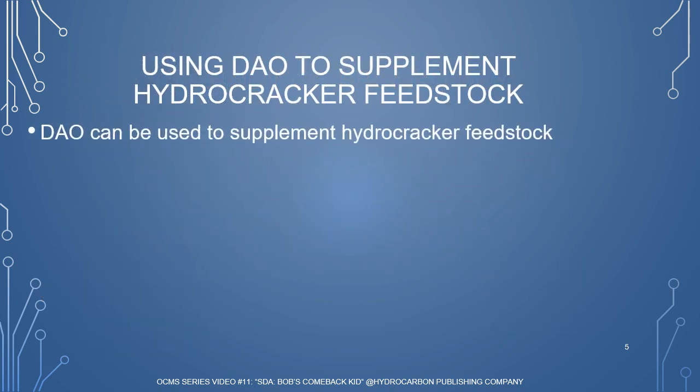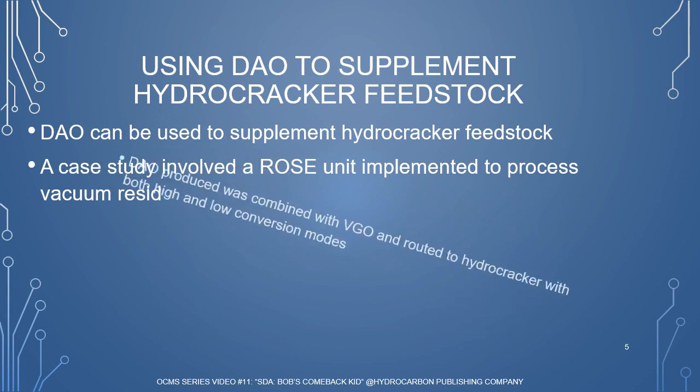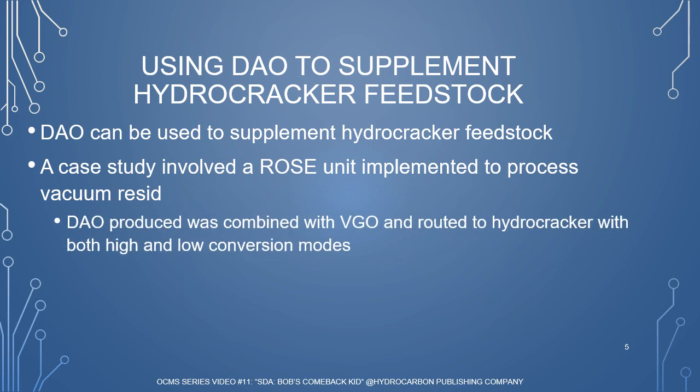Alternatively, deasphalted oil can be used to supplement hydrocracker feedstock. In one case study, a ROSE unit was implemented to process vacuum resid. The deasphalted oil from the unit was then combined with vacuum gas oil and routed to a hydrocracker, which has a low conversion and a high conversion mode, depending on the desired gasoline to diesel production ratio.